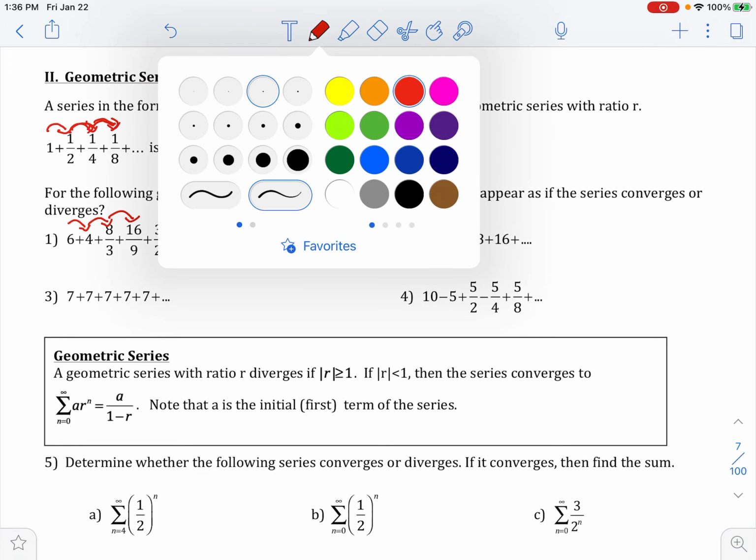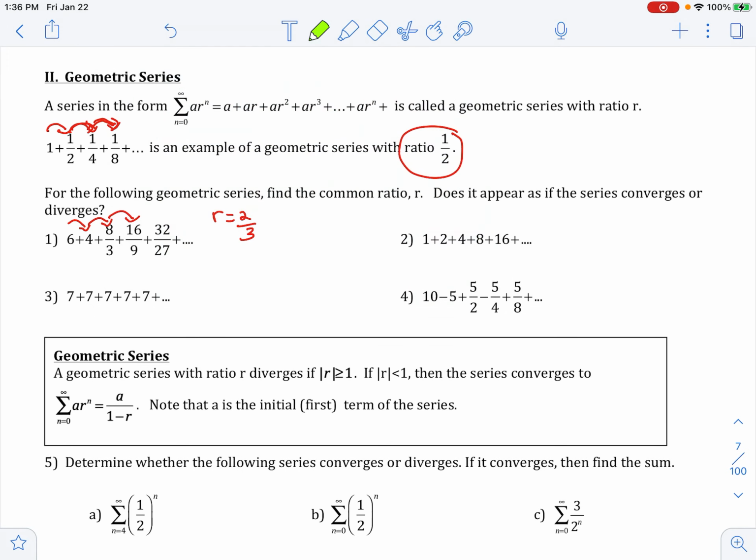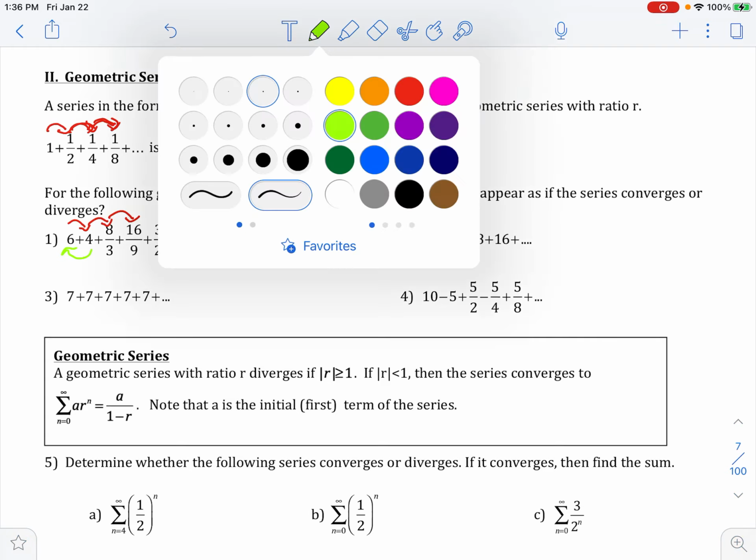Now, sometimes if it's not so easy to tell what that common ratio is, you can work backwards. So instead of trying to figure out what number you multiply 6 by to get to 4, you can go backwards and just divide. So 4 divided by 6 is your 2/3. So you can figure it out that way as well.